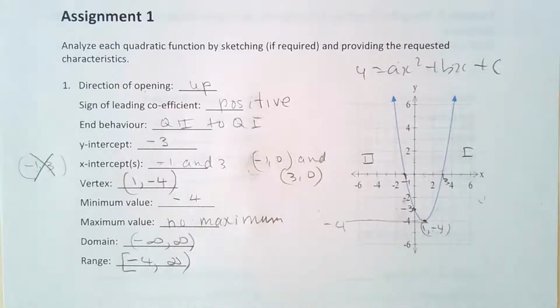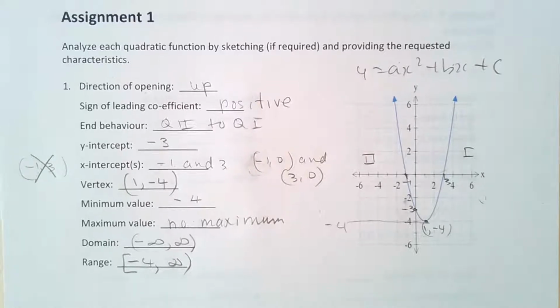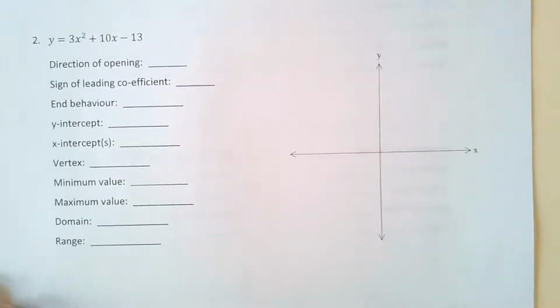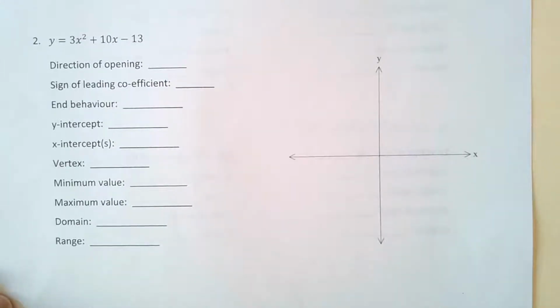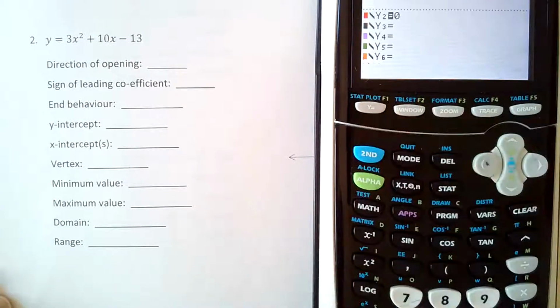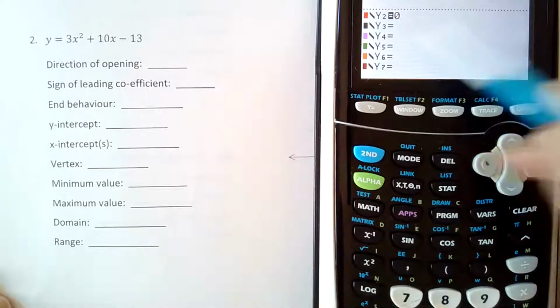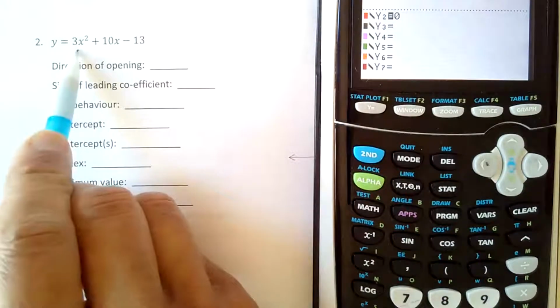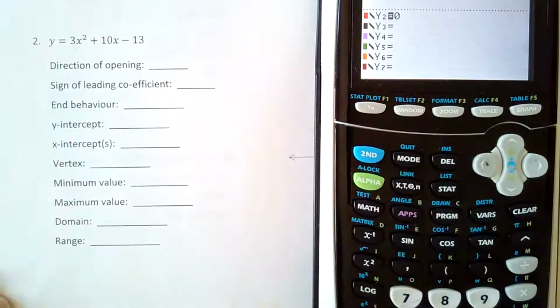So that's pretty straightforward in the sense that the graph is given. Now, what happens when you're given the equation? I'll do one example here. You need to go to your calculator. I cleared my calculator from my previous examples. I'll leave y equals 0 here because I need to find my x-intercept. First thing, you want to enter this into your calculator.